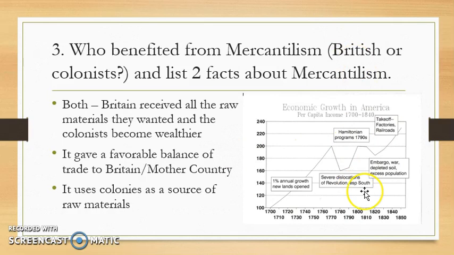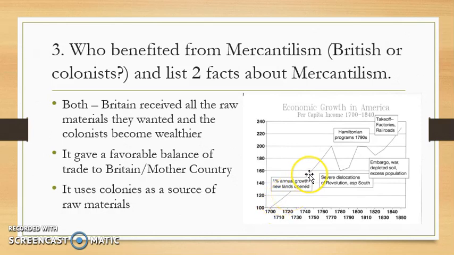Now, when you look at this chart here, it's the economic growth in America. When you look at the 1700s, this is really when, at the beginning, a lot of people are actually starting to get wealthy. Remember, one of the reasons why colonists are coming over here is for economic gain, for land. These people wouldn't have had any of that over there in England. But they come here and they're now starting to have it.